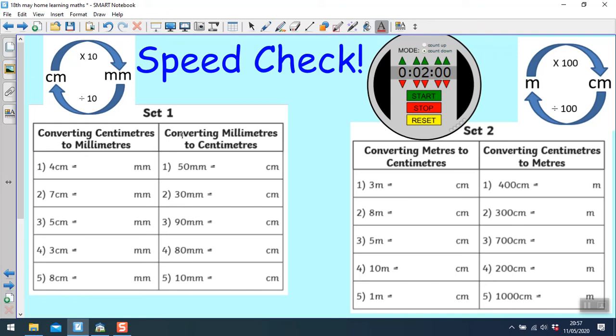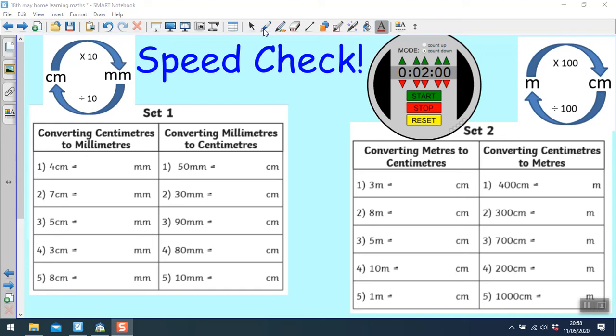Okay, speed check now. You've got to answer these questions as quickly as possible. And this is our last challenge for the day. So remember, to go from centimetres to millimetres, you multiply your number by 10. To get from millimetres to centimetres, you divide your millimetre number by 10 to get your centimetre number. To convert from metres to centimetres, you multiply your metres number by 100 to get your centimetres number. And to convert from centimetres to metres, you divide your centimetre number by 100 to get your metre number.